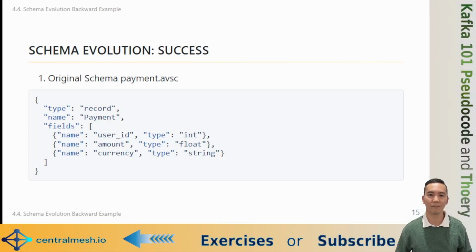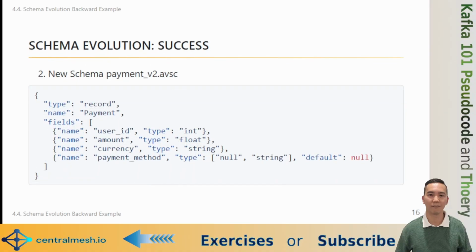First, let me show you the original schema. It's simple but gets the job done. It defines three fields: user ID, an integer representing the user's unique identifier; amount, a float for the transaction amount; currency, a string like USD. Here's how this schema looks in JSON.